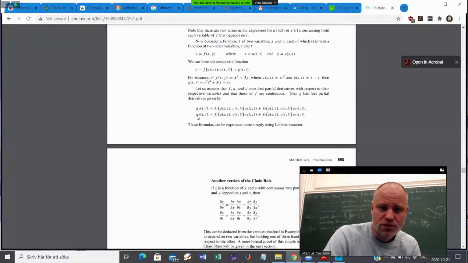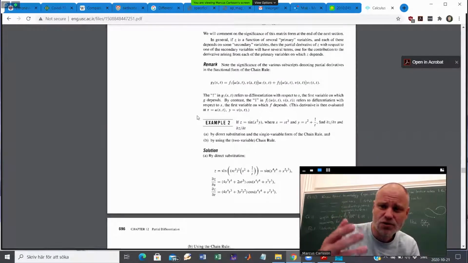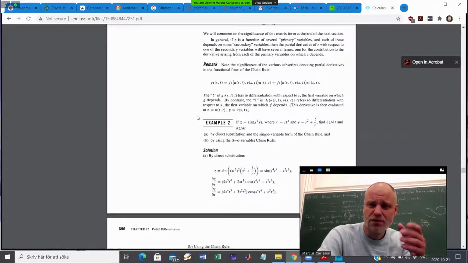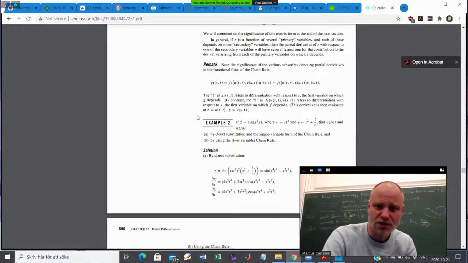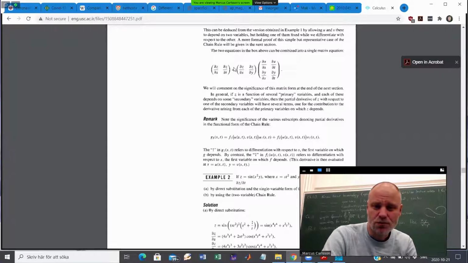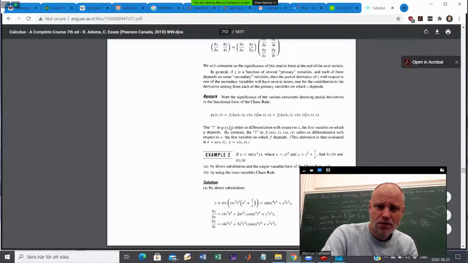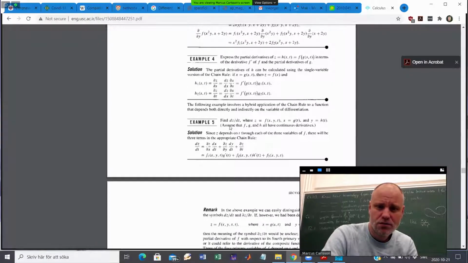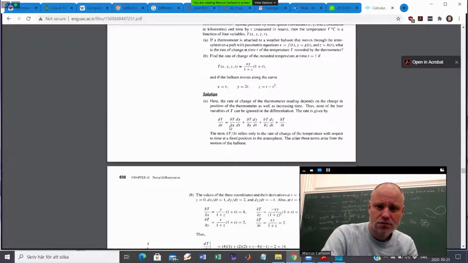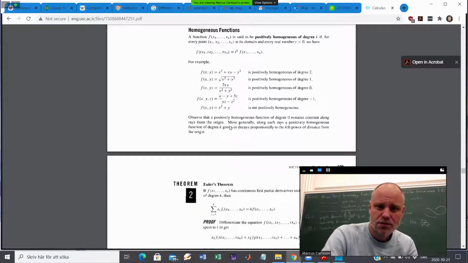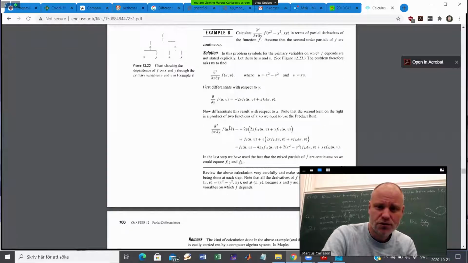It comes in a few different incarnations, and then the final version is this, where we think of derivatives as matrices, and the chain rule provides matrix multiplication. But here they start out with simpler cases. So you have one function of two variables and then a change of variables. So examples, homogeneous functions, just skip that completely.